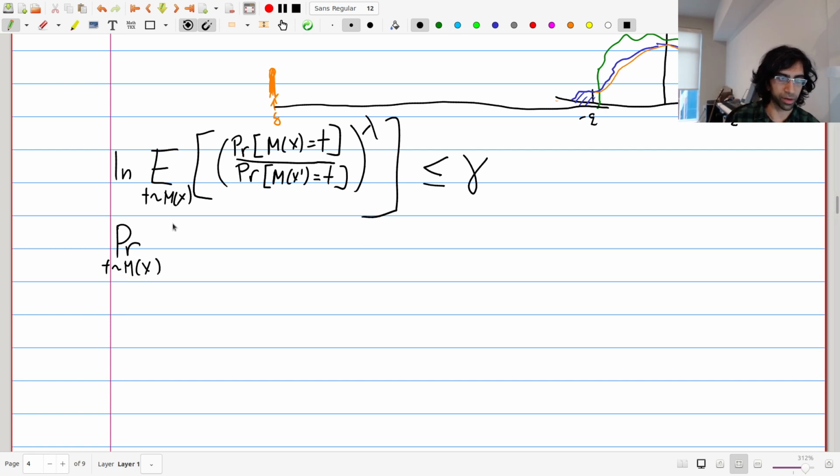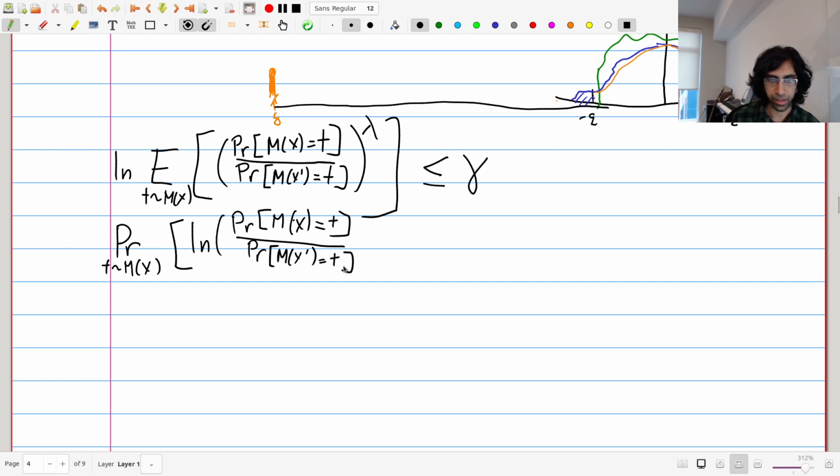So what are we trying to do? We're trying to prove that something has epsilon delta differential privacy. So what we're trying to do is bound the probability that the privacy loss random variable is greater than epsilon. Yeah, we're trying to bound this probability. And what we can do is write this as the following. We're going to multiply both sides by lambda, and then take the exponent of both sides. Since this is a monotone transformation, it's still going to result in the same probabilities.